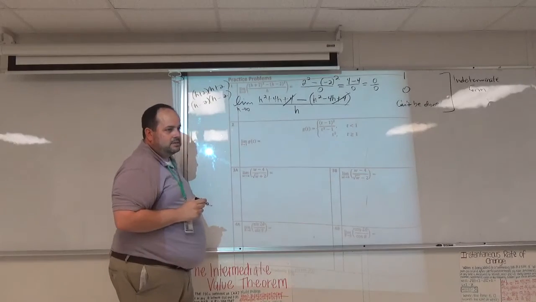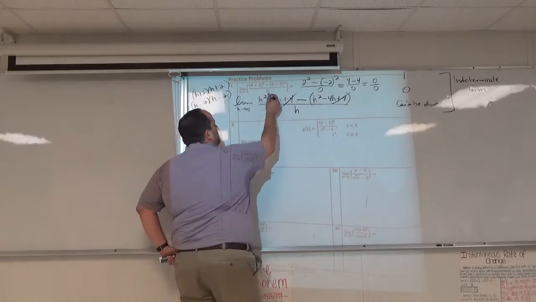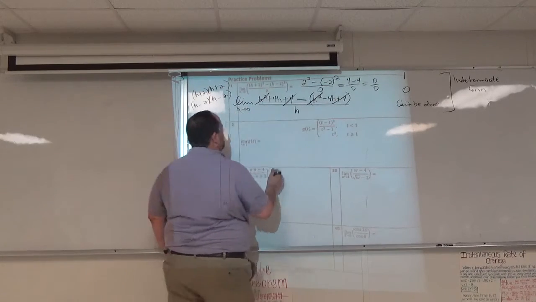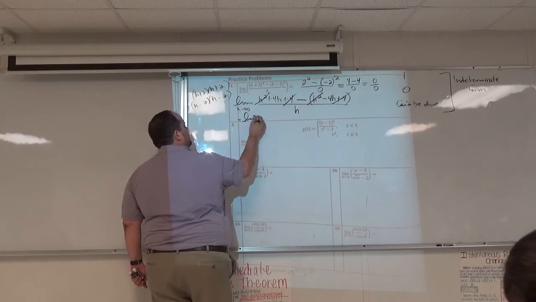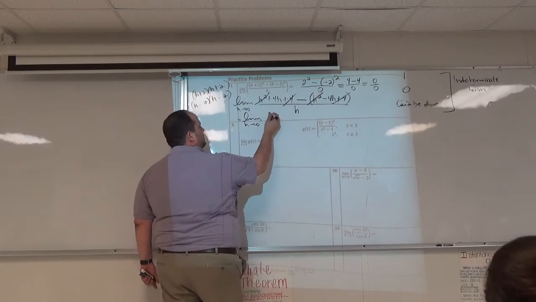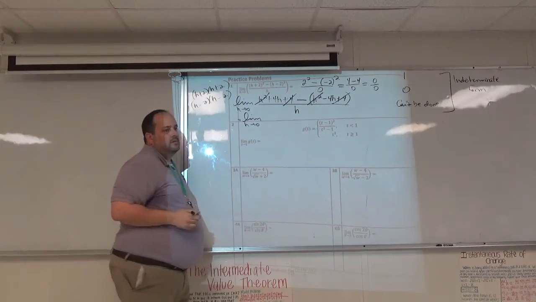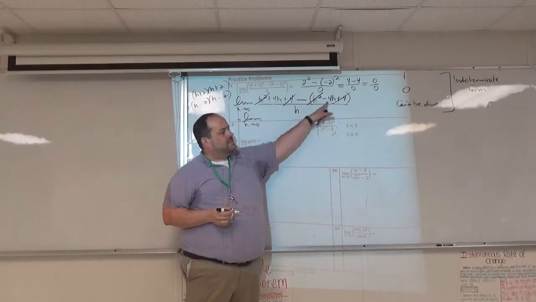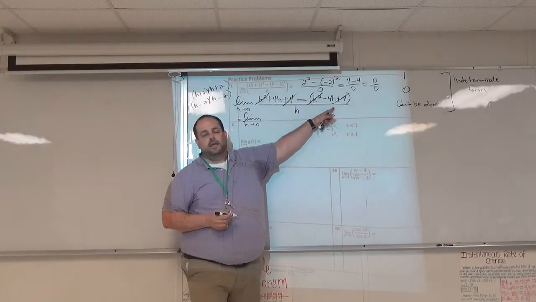Give me something else that cancels. H squared minus h squared. H squared minus h squared cancel. Get that out of there. 4h minus a negative 4h. What is that? 4h minus negative 4h. Oh, 8h. 4h minus a negative 4h is 8h, over h.